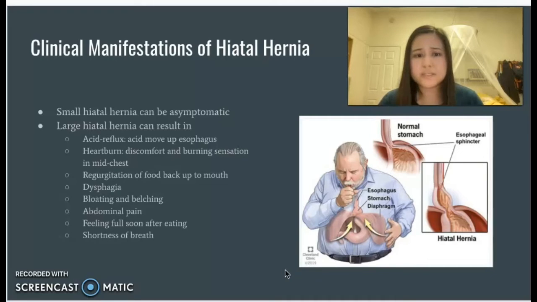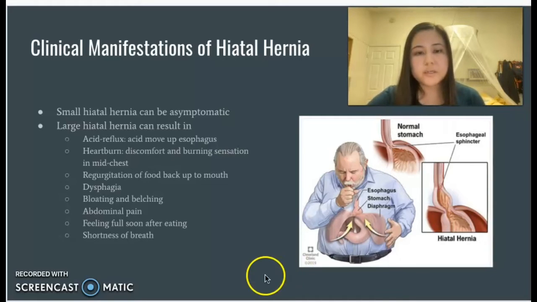This can cause feelings like heartburn, discomfort, and a burning sensation in the mid-chest. There can also be regurgitation of food back up to the mouth. Patients can also have a bitter taste in their mouth. There's also difficulty swallowing, dysphagia, bloating, belching, abdominal pain, chest pain, feeling of fullness soon after eating, and also shortness of breath. More serious symptoms like abdominal pain and chest pain, and also vomiting up blood or blood in the stool, do require immediate medical attention.